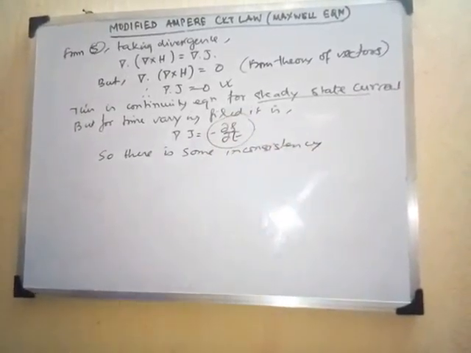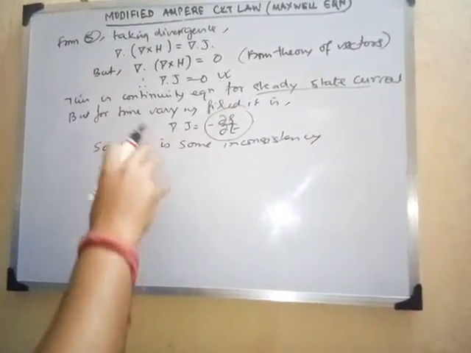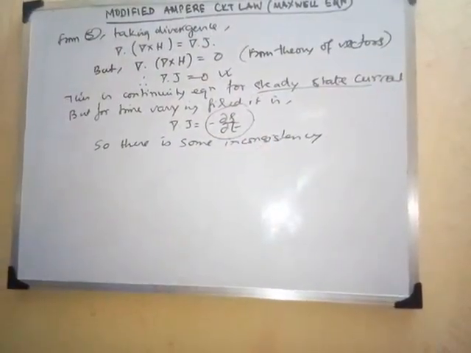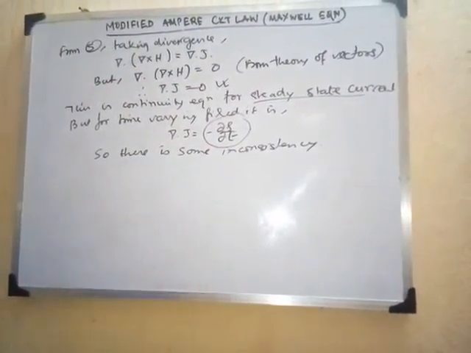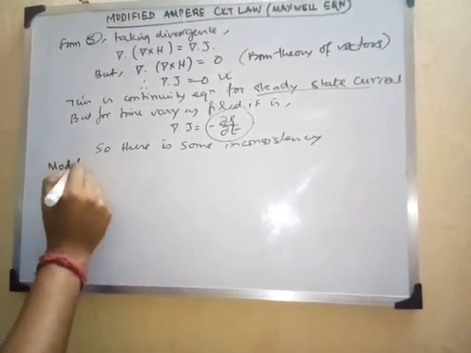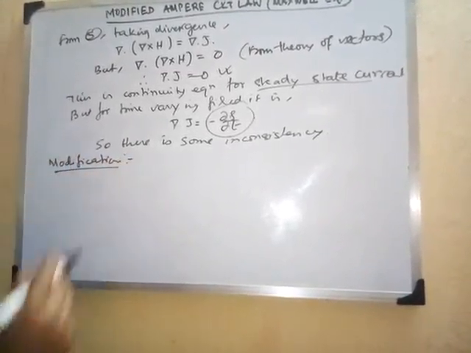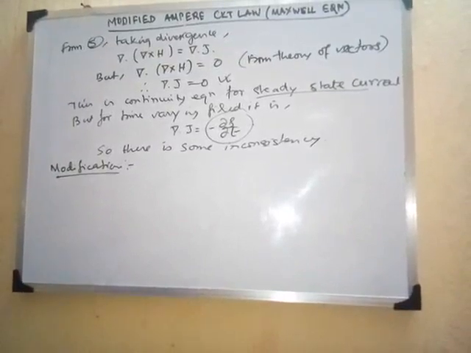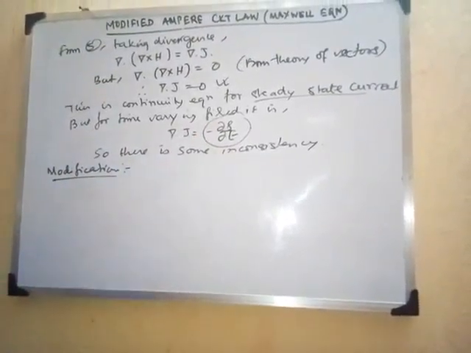Right, now we will see. So here the contribution of Maxwell appears. To solve this inconsistency, Maxwell contributed a concept which we will add and see the generalized form, right? So let us give the heading as modification. By modification we mean what Maxwell actually modified in this case, right?